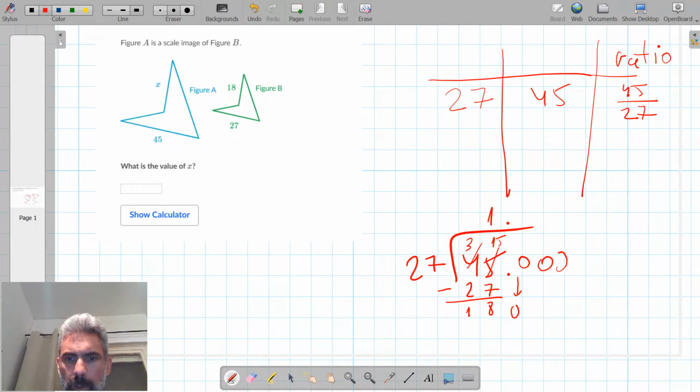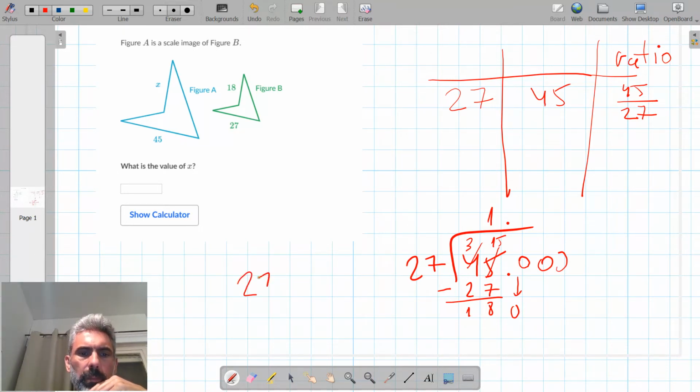0. 27 goes into 180. Let's see. 9, no, that's too much. 8. 8 times 20 is 160, 8 times 7 is 56, no, it's too much. 7, it's too much. 6. Yeah, 6 is good.